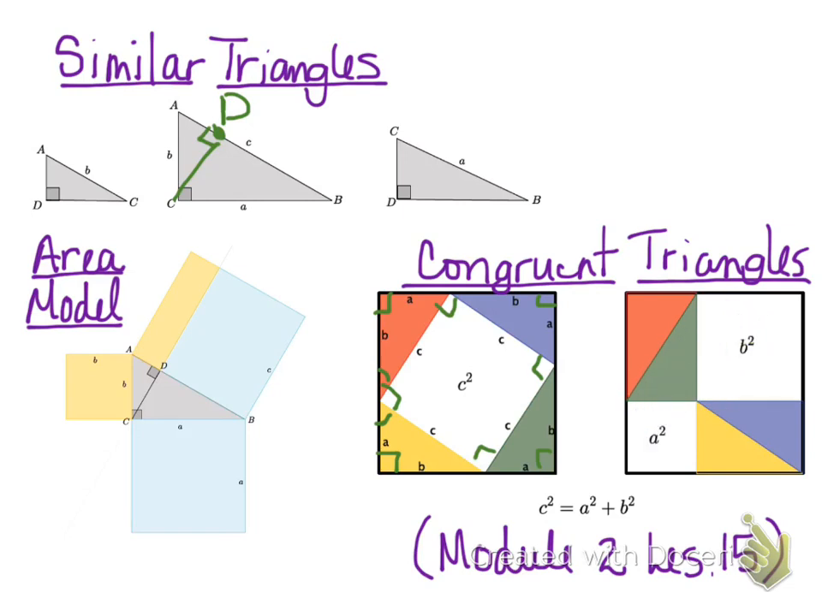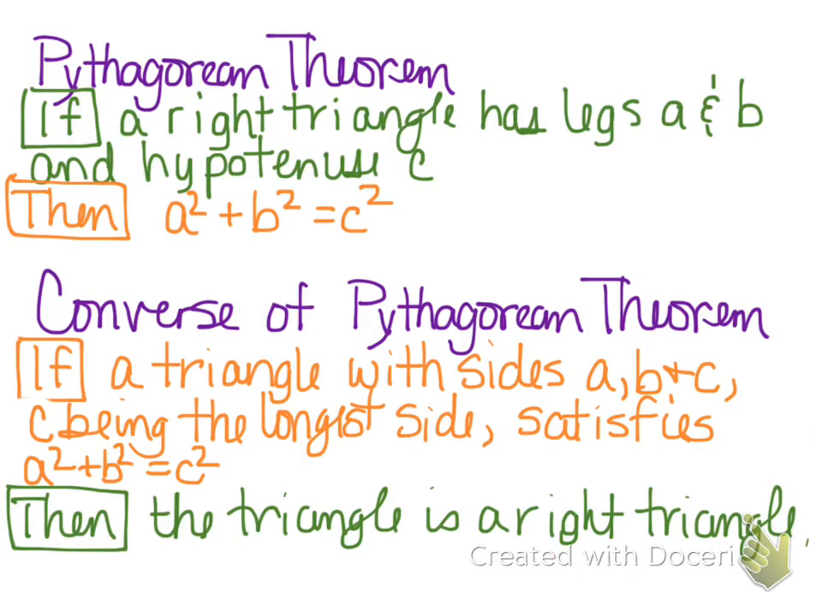So I think that's a really great visual. And so here's three proofs of the Pythagorean theorem, and they're not the only ones. There are more. You can look on Khan Academy for a couple more different proofs of the Pythagorean theorem. But what we're going to look at now is what we mean by the converse of the Pythagorean theorem.